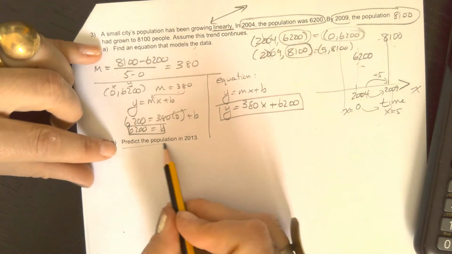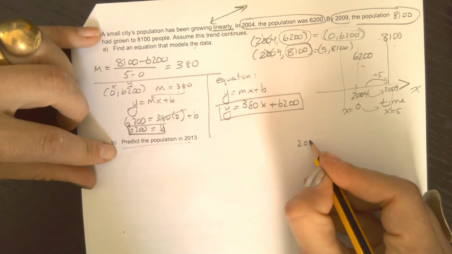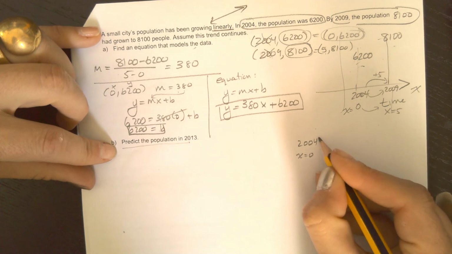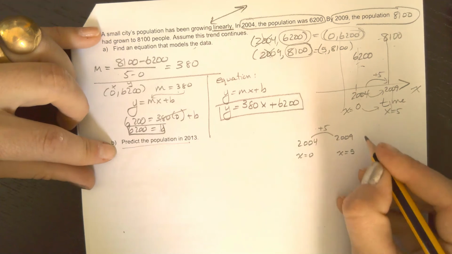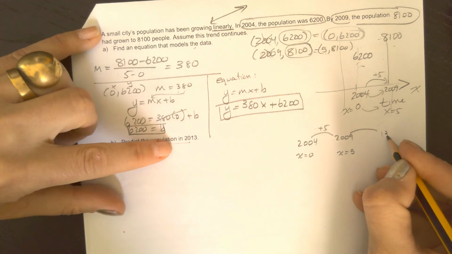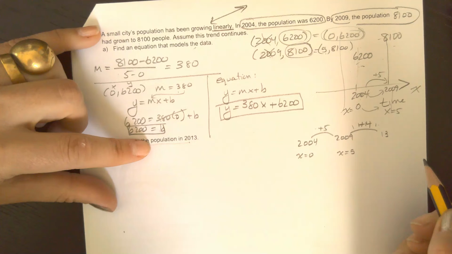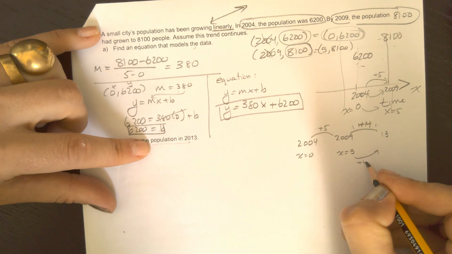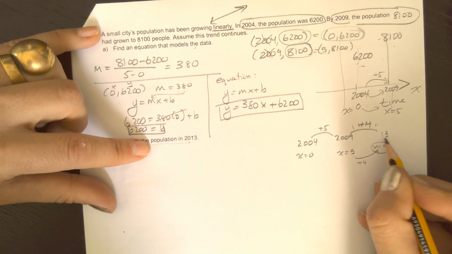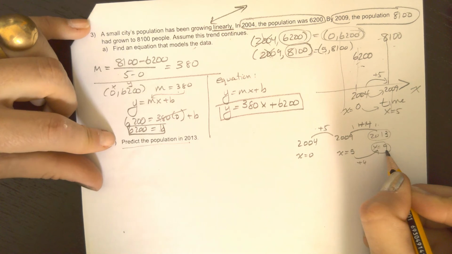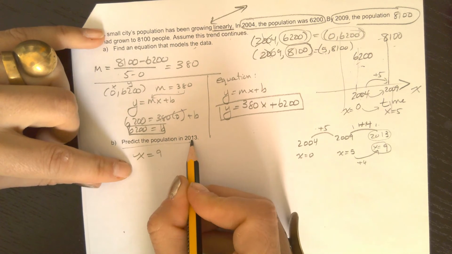Now it says predict the population for 2013. Okay, so 2004 was when x equals 0. 5 years later, 2009, is when x equals 5. Now I have to get to 2013. So 10, 11, 12, 13. So that's 4 years later. So add 4, that would be 9. So when x equals 9, that's 2013. So now I say predict when the year is 9, which really represents 2013.